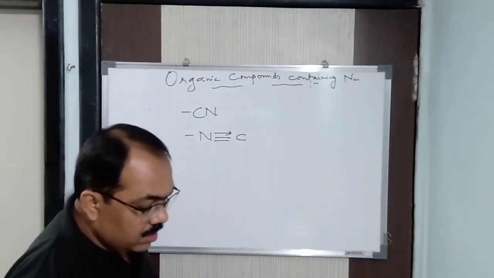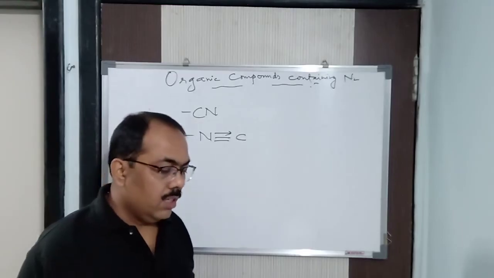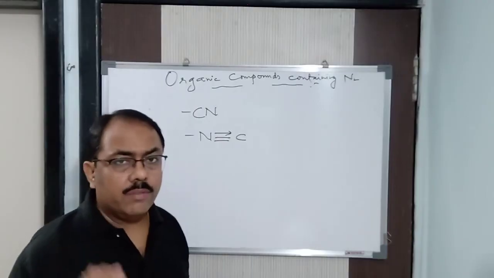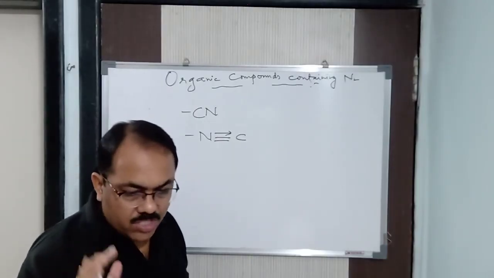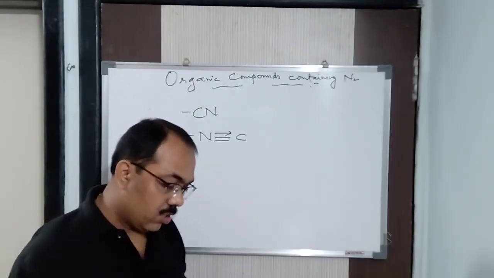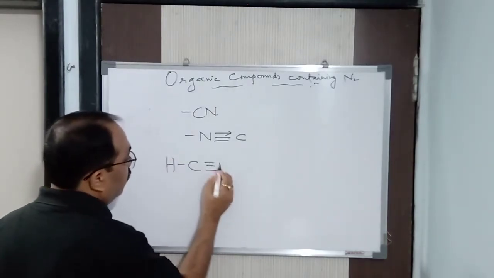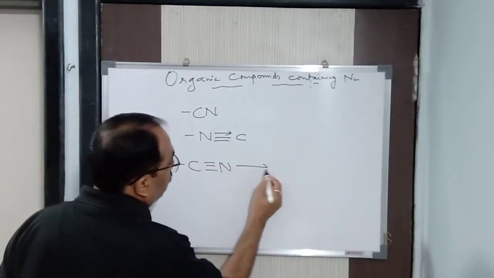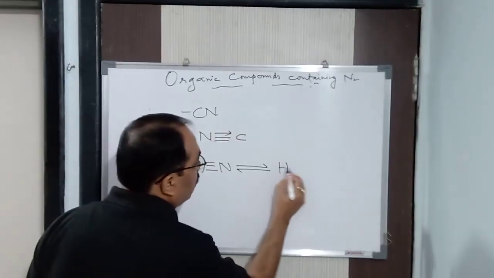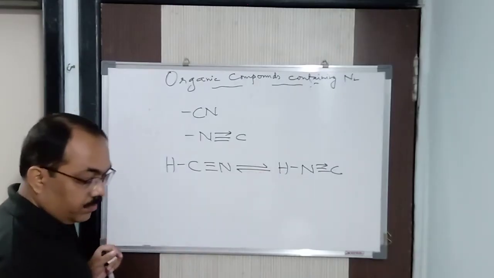Basically, these two functional groups we have got from hydrogen cyanide, which shows a tautomeric form. How does hydrogen cyanide show a tautomeric form? HC triple bond N, and in tautomers, the isomers are in dynamic equilibrium with each other. So HNC. These are the tautomeric forms.